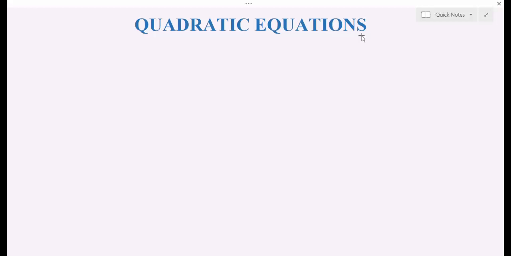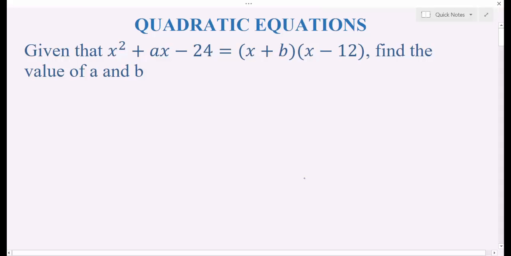Let us look at using the factorization method. But before we go into the factorization method, let us understand the concept of factorization. Look at this example. It says, given that x squared plus ax minus 24 is equal to (x plus b) into (x minus 12), find the value of a and b.